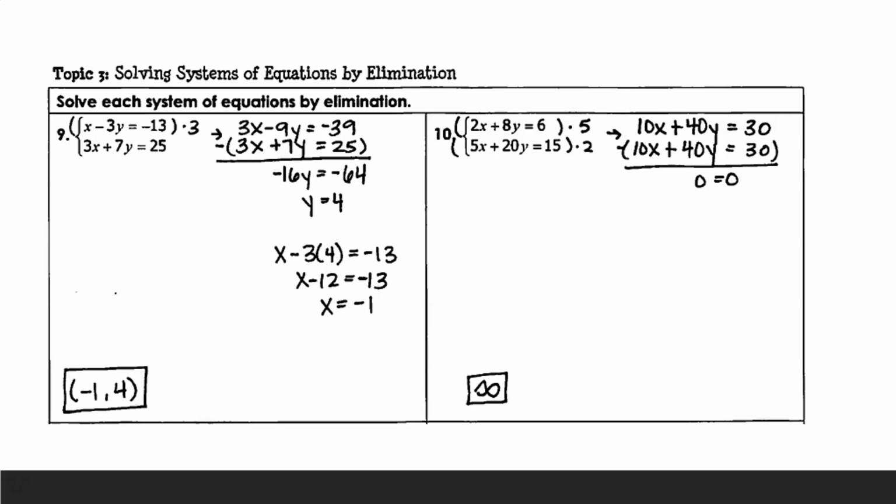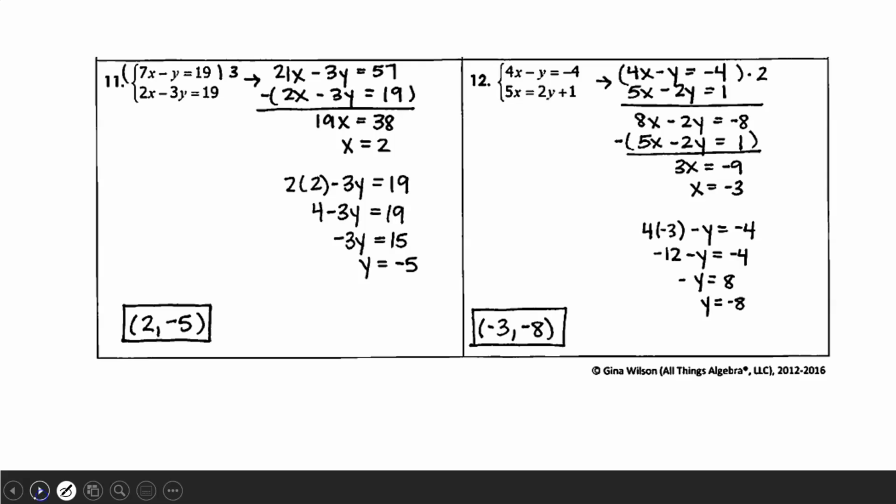The next one, you have to multiply both of the equations. You might have used other numbers, but I multiplied the top one by 5 and the bottom one by 2. And after that, I eliminated everything, so I got the same thing on either side. So that is all real numbers or infinitely many solutions. That means anything you plug in is going to make both of them work.